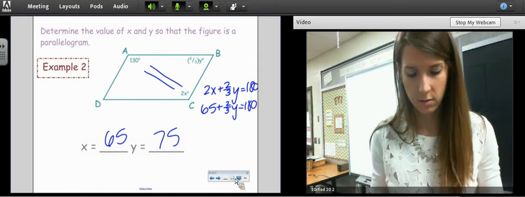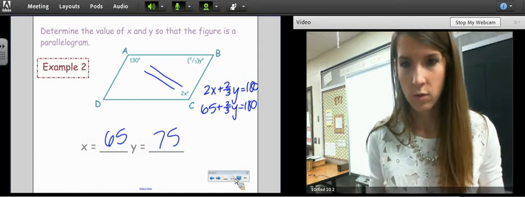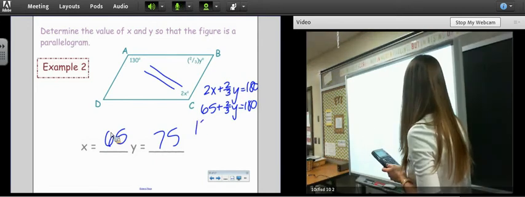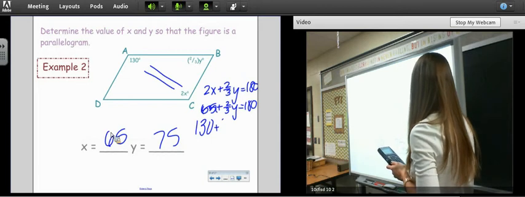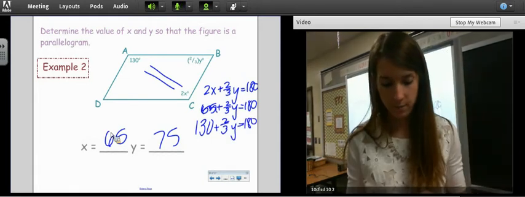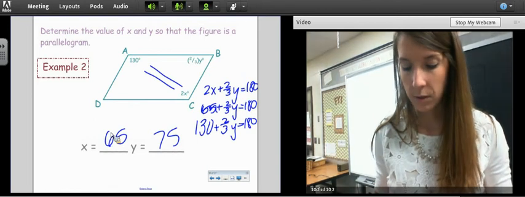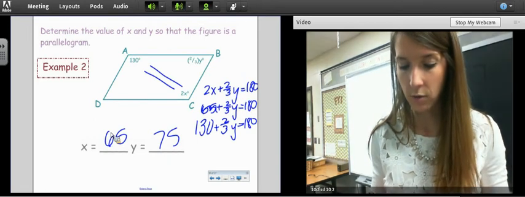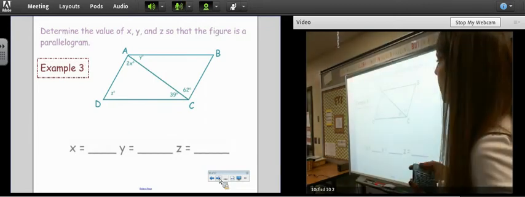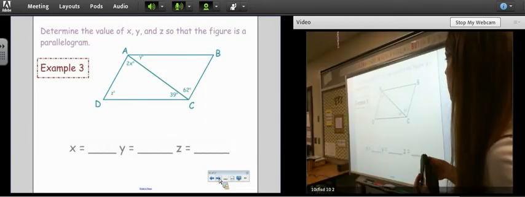Wait a minute. Oh, thank you, 2x, George. Thank you. I was like, that is not working out. 130, sorry, plus 2/3 y equals 180. So that's much prettier. So you got 50 divided by 2/3, or you can multiply it by 3/2. Beautiful. Next one. Determine the value of x, y, and z so that the figure is a parallelogram.